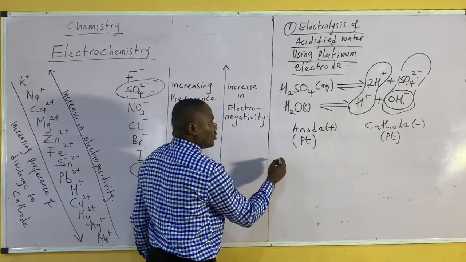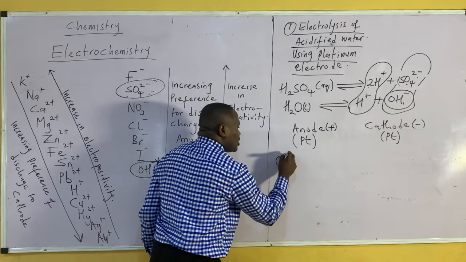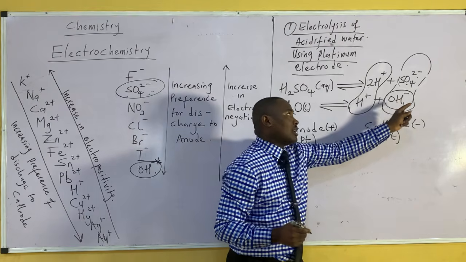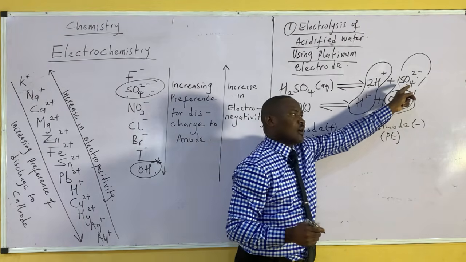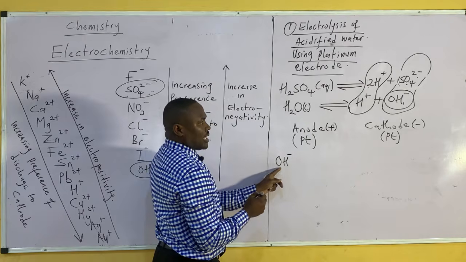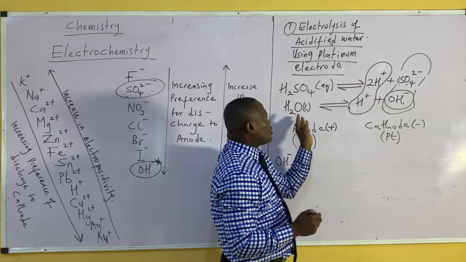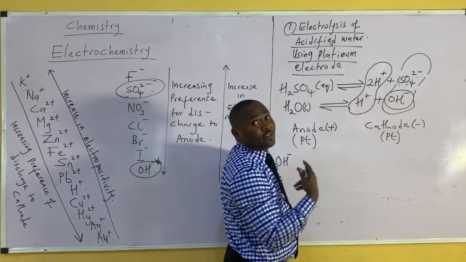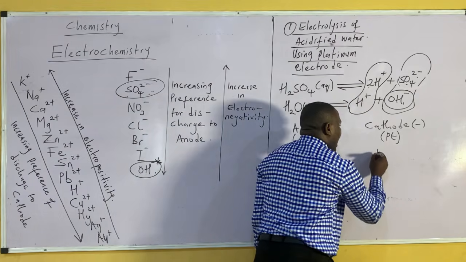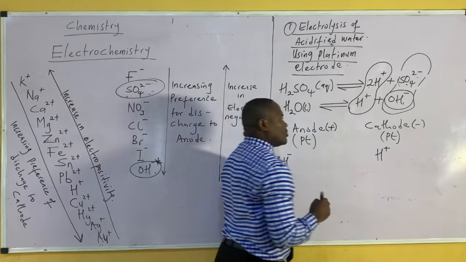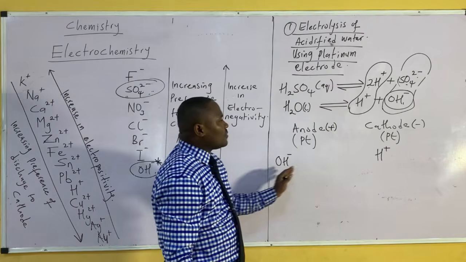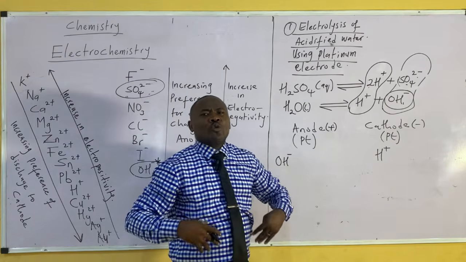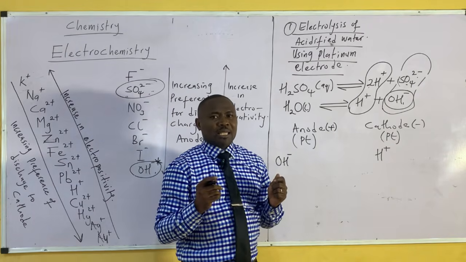So at the anode, I will have OH-. OH- is preferentially discharged over SO4 2-. So this comes to the anode. Then what now comes to the cathode? Now remember, it's hydrogen, so it will definitely be hydrogen. So hydrogen ion comes to the cathode. Now, each of these ions that comes to the cathode will definitely go off the cathode as a gas.